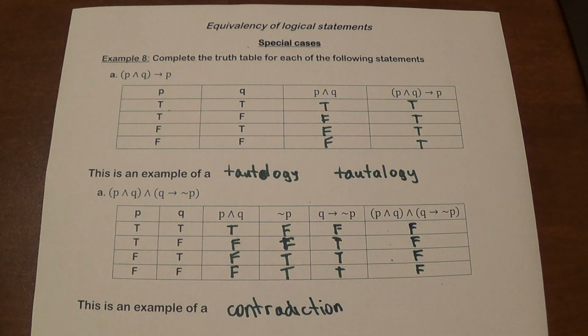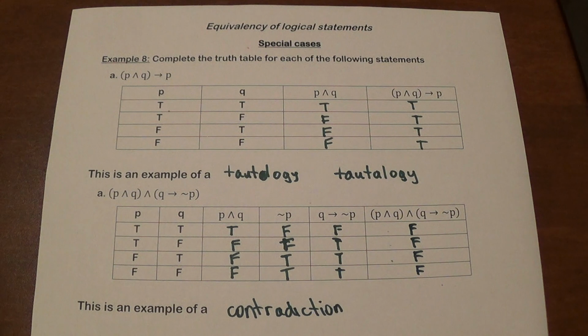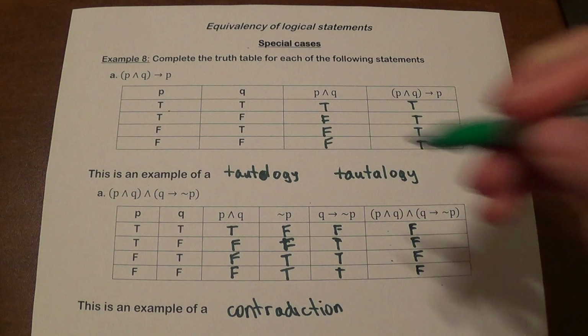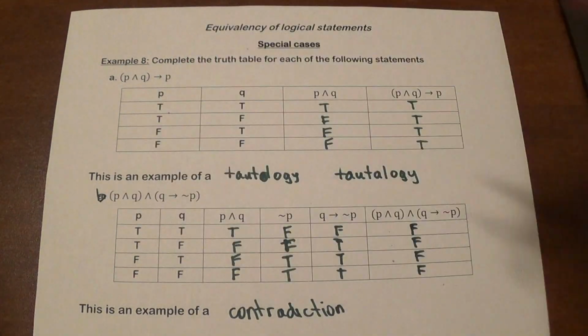So in example 8, this was example 8a. This is a statement that's always true, so we call it a tautology, which means it's always true. And example 8b is an example of a contradiction, which means it's never going to be true.